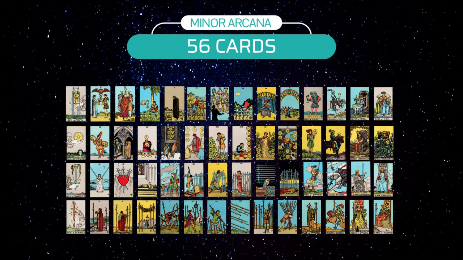Minor arcana cards can also shed light on things that happened in the past. Our current situation is often influenced by events from the past, and the minor arcana cards can help us understand why we are in the situations we currently find ourselves in. Now, the 56 cards of the minor arcana are subdivided into four groups, the suits.